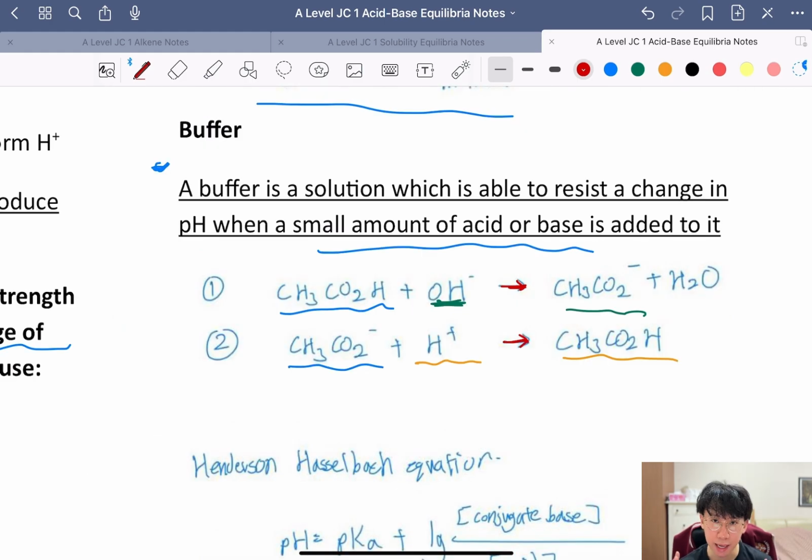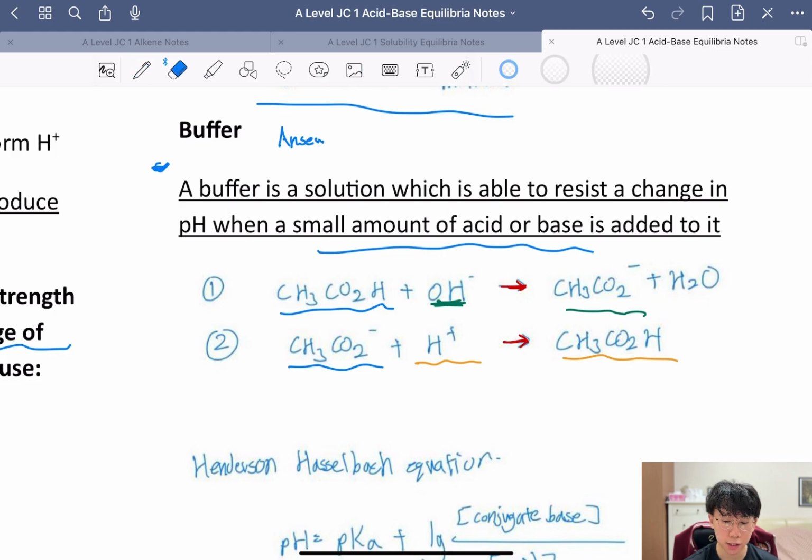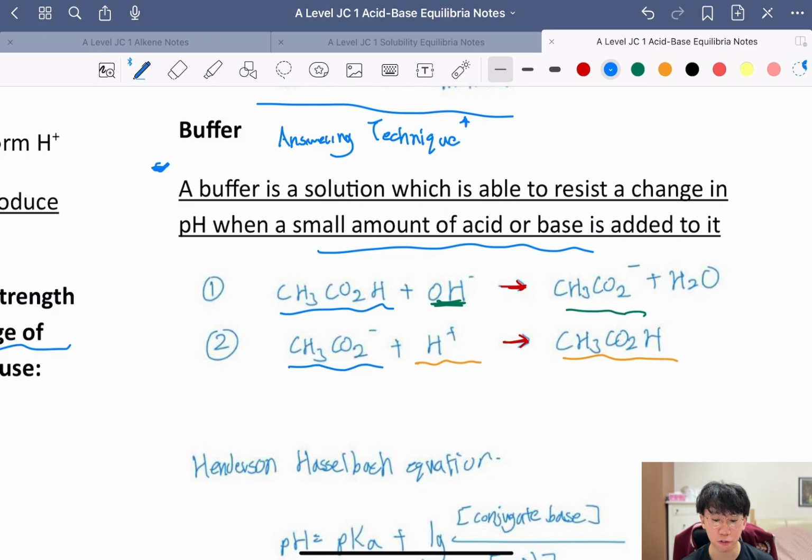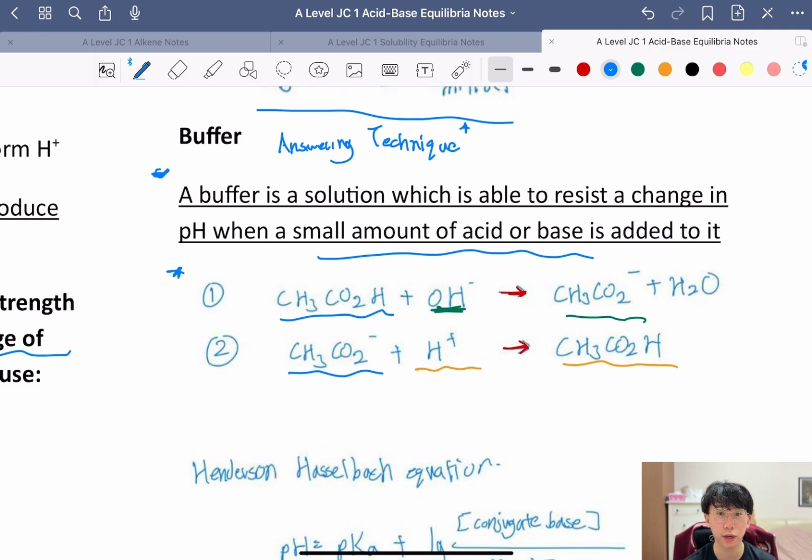Again, I must emphasize that you memorize this answering technique over here, because this answering technique is often asked during exams. Remember to state the definition of a buffer and show with the two equations how it resists pH changes.